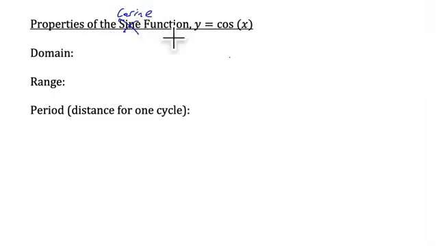So, some properties of the cosine function. Once again, the domain is between negative infinity and positive infinity. The range is between -1 and +1. And once again, the period, or the distance for one cycle, is 2 pi.